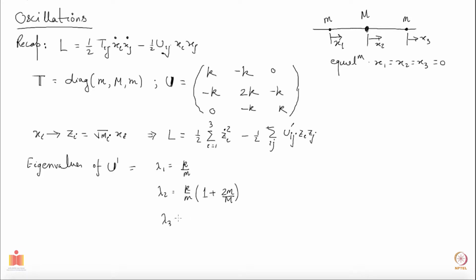I've changed the order: what I'm calling lambda 3 I was calling lambda 1 in the last lecture, but now we'll follow this naming. Note that lambda 1 is greater than 0, lambda 2 is also greater than 0, and lambda 3 is anyway 0. So this is where we had stopped last time, and let's proceed from here.